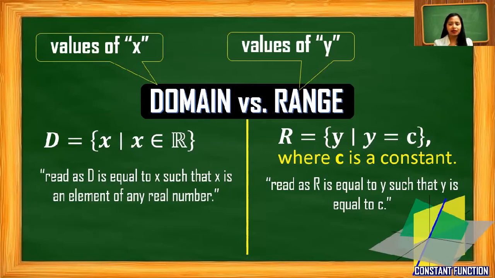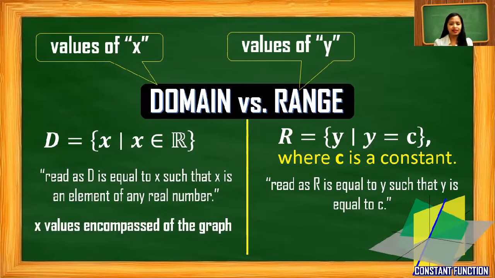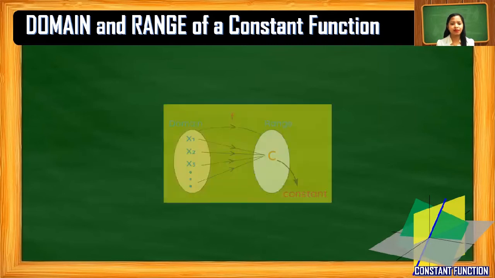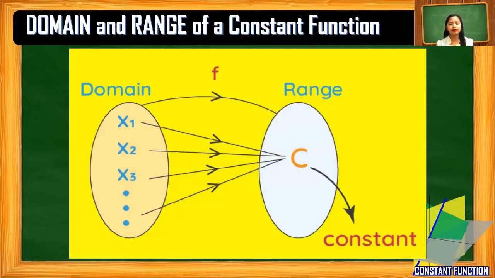Now, how will we know that in a given graph, the domain is correct and the range is correct? The domain comprises the x values encompassed by the graph and the range comprises the y values encompassed by the graph. To understand further, I have here a diagram that maps the domain and the range of our constant function. If we have these values of x, we always get the value of the range as constant. Whatever the value of our domain, the range is always equal to the constant. It will never change based on the given function.